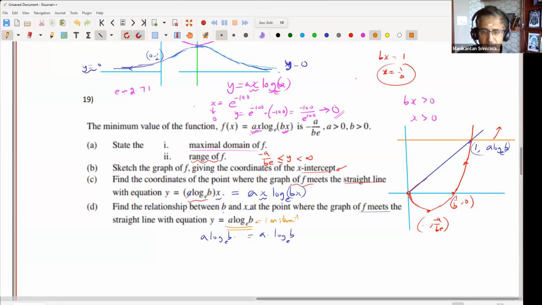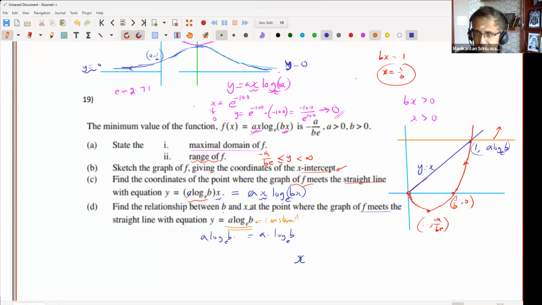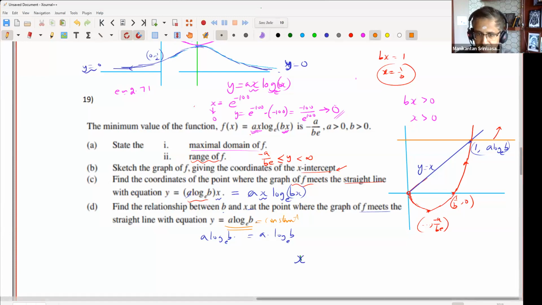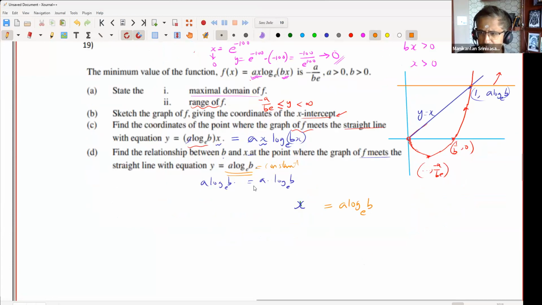So now he's asking, what is the relation between b and x? Sorry. Okay, so yeah, it's not a bad question, right? So basically, the blue line says y equal to x. So the blue line is y equal to x. And the brown line is a constant, right? A log b to the base e. Am I right? So if these two have to match, they happen at this point.